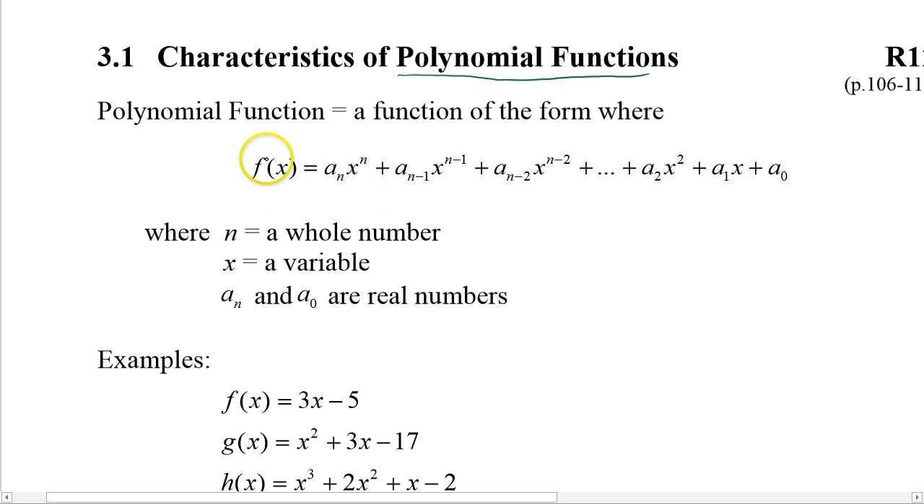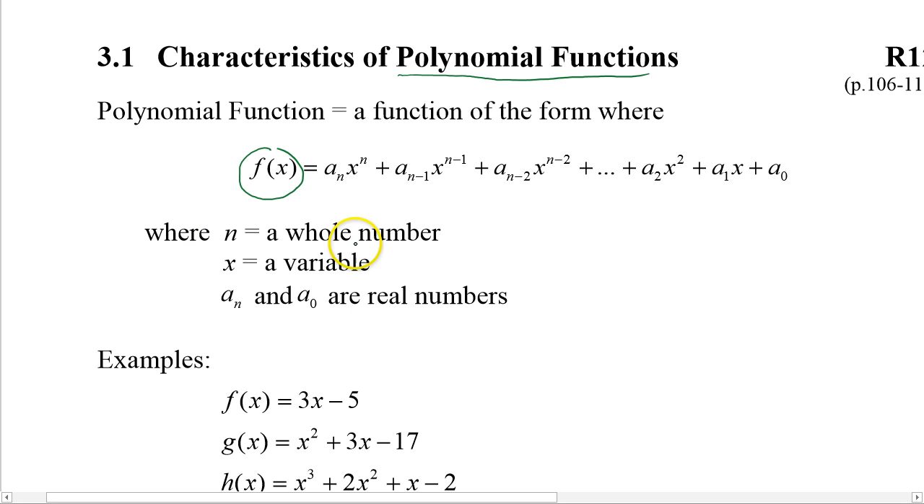Now, it doesn't have to be f of x, but we tend to like f because it's the first letter of a function. So this part could be different. It could say y, it could say g of x, it could be any letter like that. On the right, a and n are going to be one letter. Depending on the polynomial, x is your variable. Well, let's talk about these.